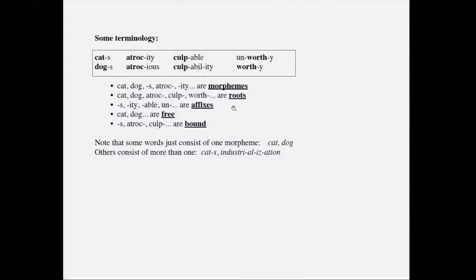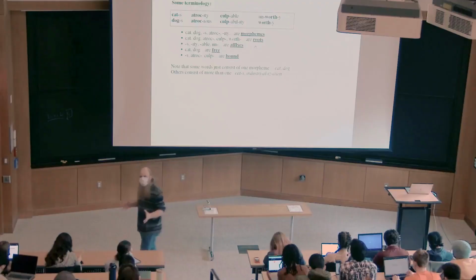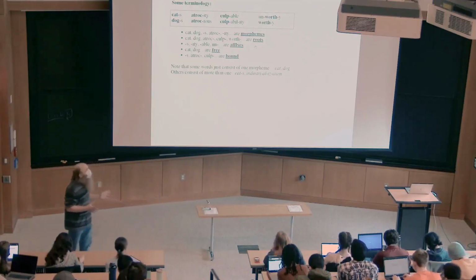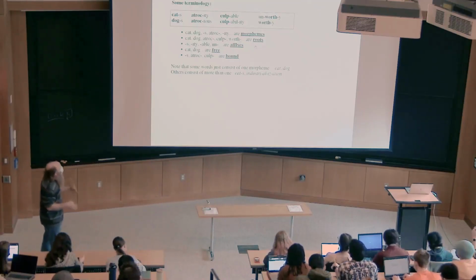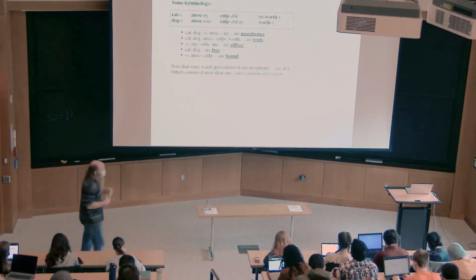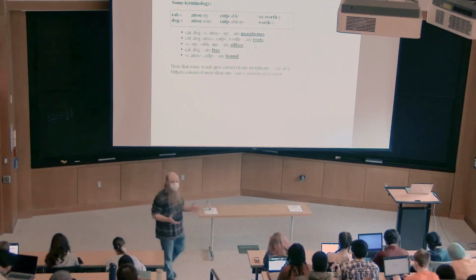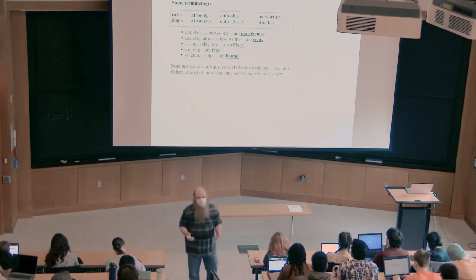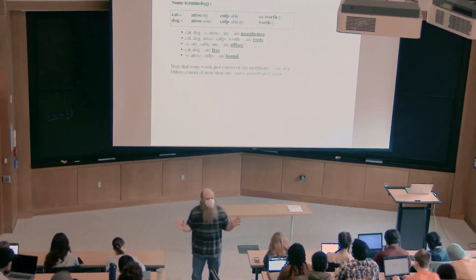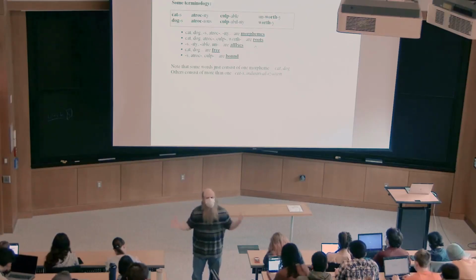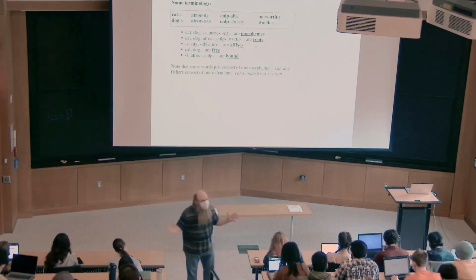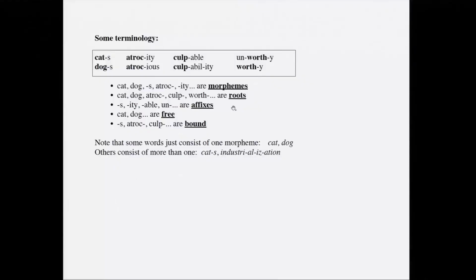People sometimes distinguish the root, which is the thing to which prefixes or suffixes are added, things like cat and dog and culp and worth and atroce. Those are all roots. So they are the things to which you are going to add suffixes or prefixes, other kinds of things. And then s and itty and able and un, those are all affixes. Most of them are suffixes, one of them is a prefix. But affix is a general term for these things that you add to roots.